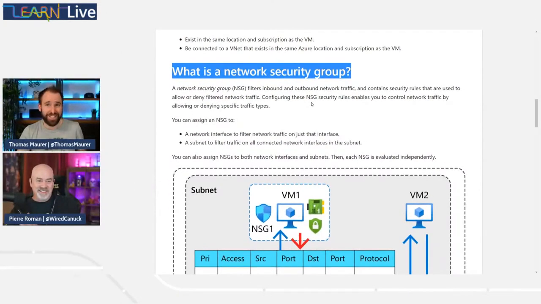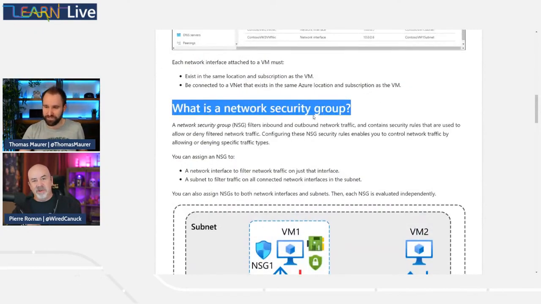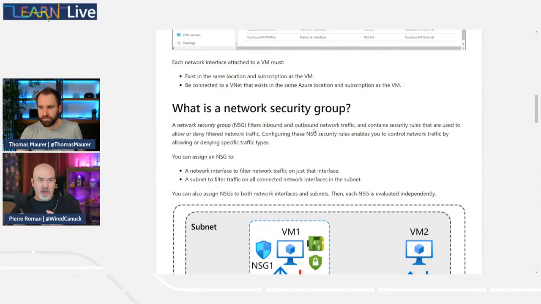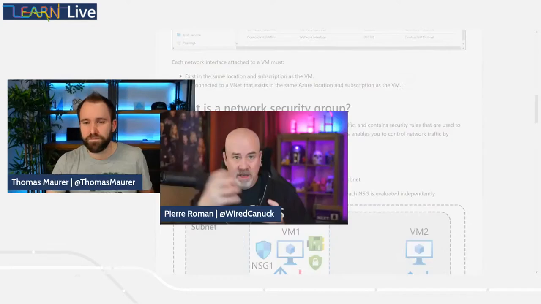And as the name says, they probably make our network more secure. Can you explain a little bit what an NSG does and how it works? Yes, so an NSG is an object or a configuration that filters traffic in and out of your network. It's not a firewall. It will not do packet inspection. It's strictly a source to destination, over which port, over which protocol, and whether or not you allow it or deny it.